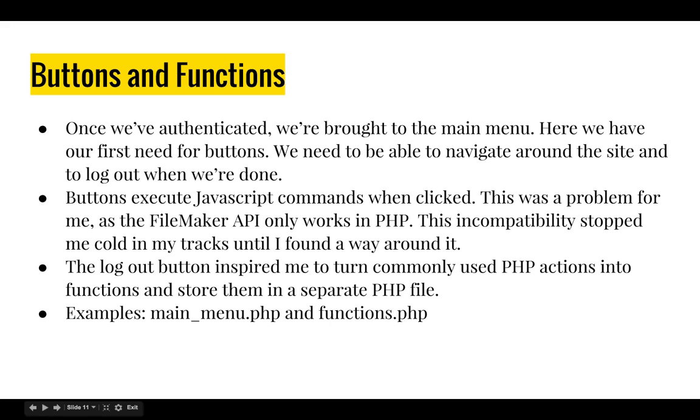Once we've authenticated, we're brought to the main menu. Here we have our first need for buttons. We need to be able to navigate around the site and to log out when we're done. Buttons are going to execute JavaScript commands when clicked. This was a very big problem for me, as the FileMaker API only works in PHP. So this incompatibility stopped me cold in my tracks until I found a way around it. The logout button inspired me to turn commonly used PHP actions into functions and store them in a separate PHP file.